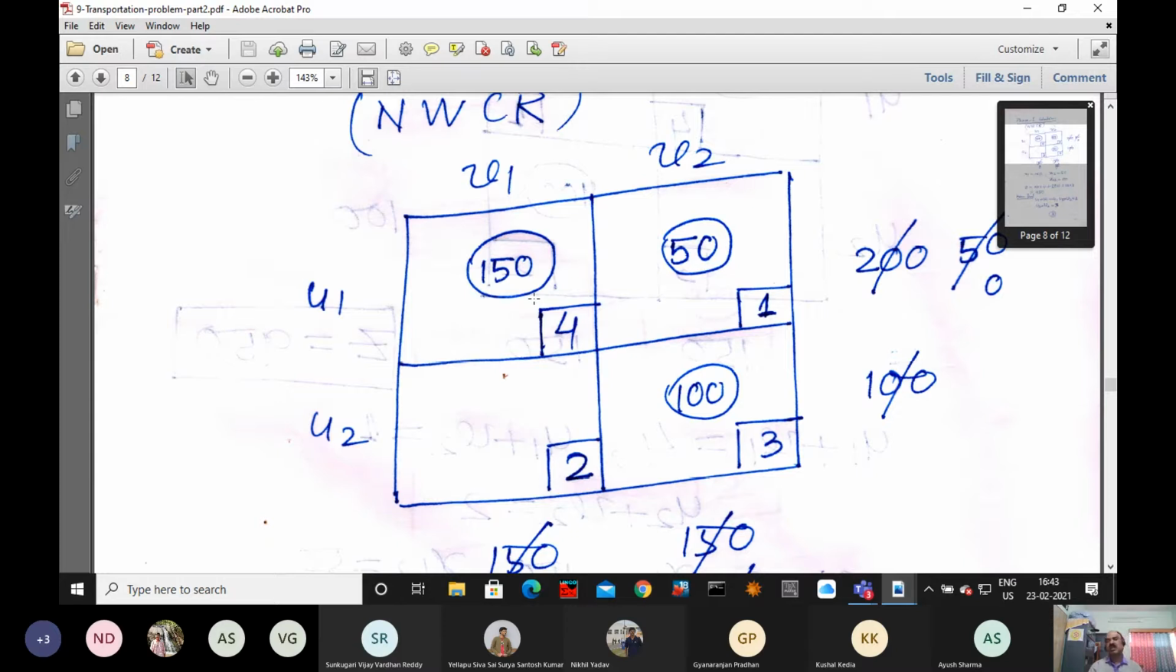Now this solution, whatever you have got, is known as the northwest corner rule. We have to see whether the solution is optimal or not. This northwest corner rule solution is known as the phase 1 solution. We'll check whether the solution is optimal or not.